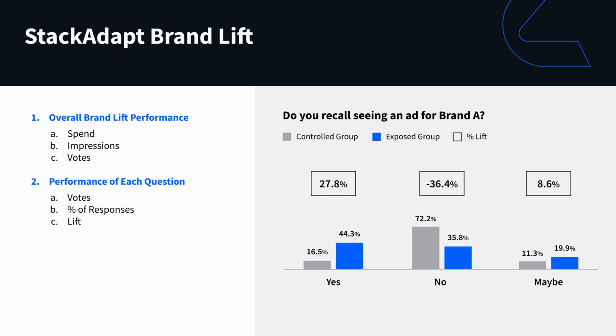This includes the number of votes for each answer, separated out by your controlled and exposed groups, the percentage of votes each answer has received, again separated out by your controlled and exposed groups. And lastly, we calculate the lift each answer has received. Overall, StackAdapt's brand lift is easier to set up than your traditional providers, more convenient to access, and results are seen much quicker.